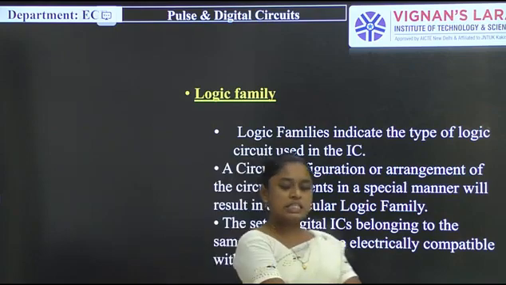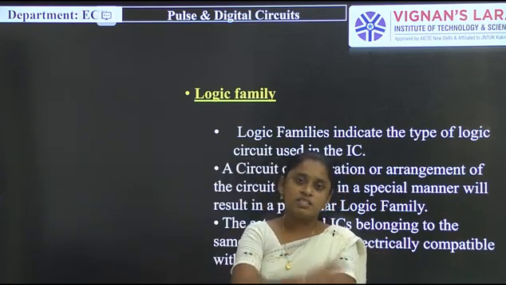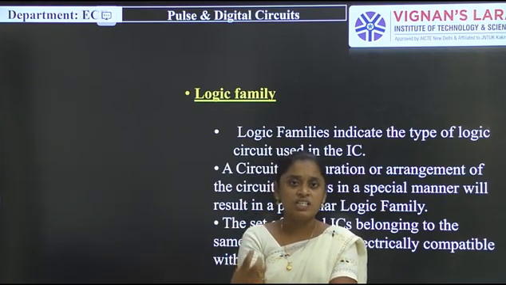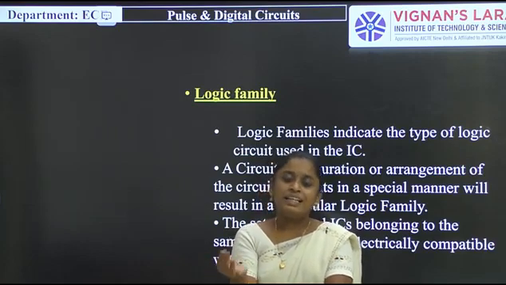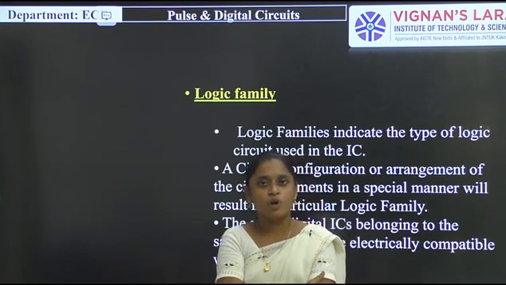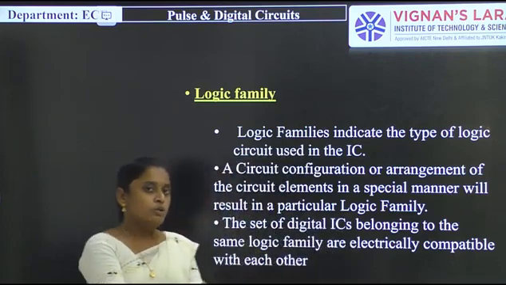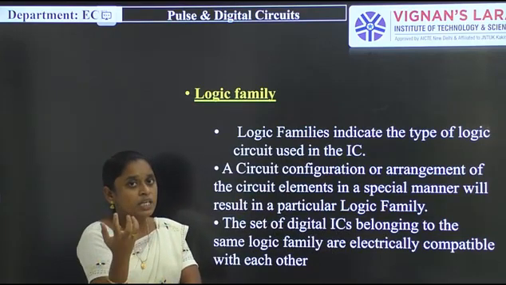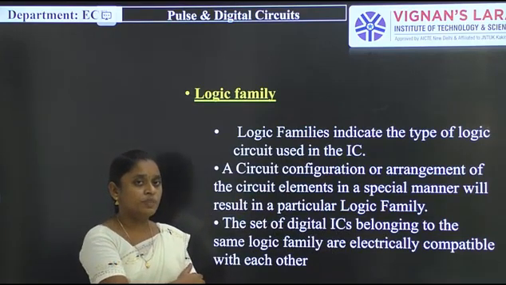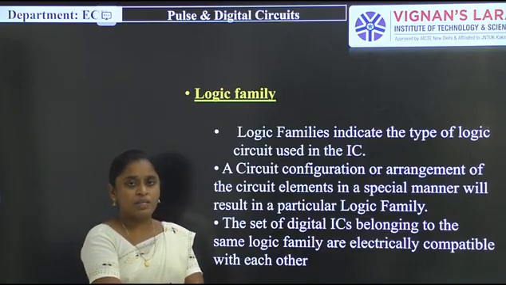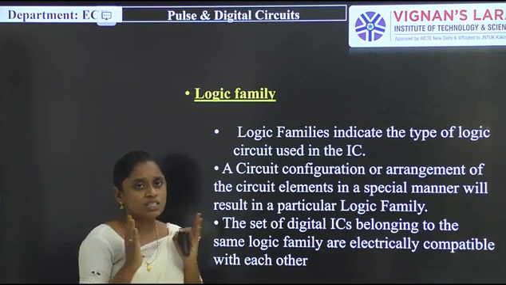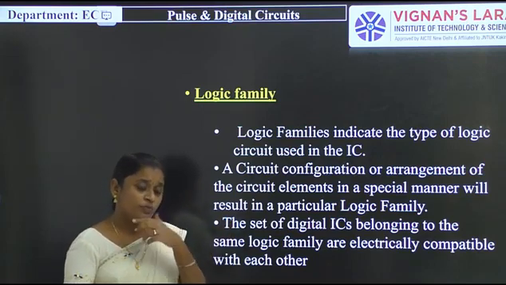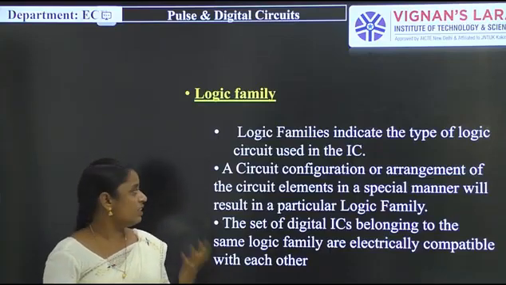Nowadays digital systems play a major role in our day-to-day life, and digital systems are designed with ICs. Each digital system has different types of ICs for its design. So a logic family tells which IC can be used in that particular logic family. Simply by using the logic family we know which type of IC is used in a particular type of design.